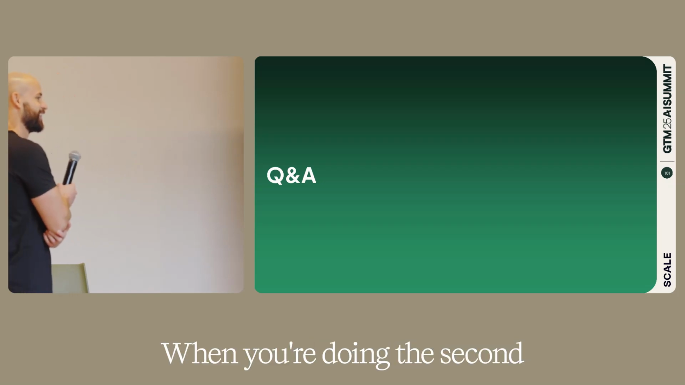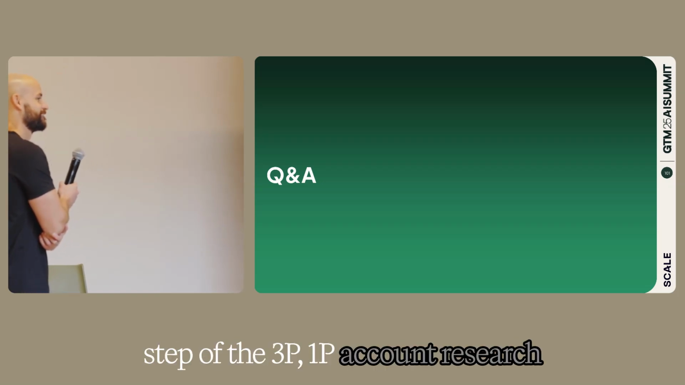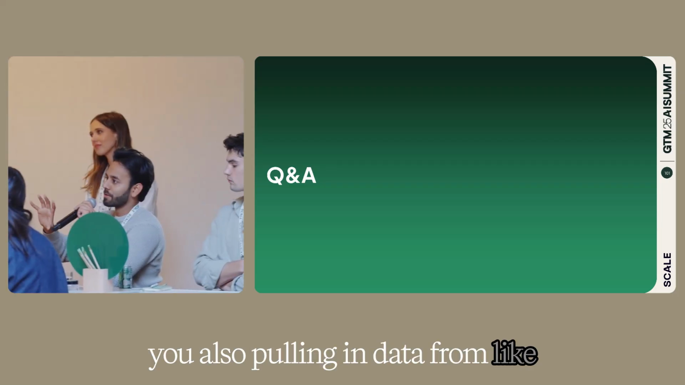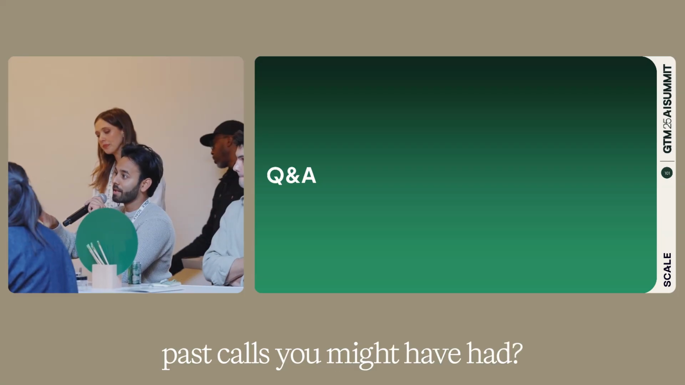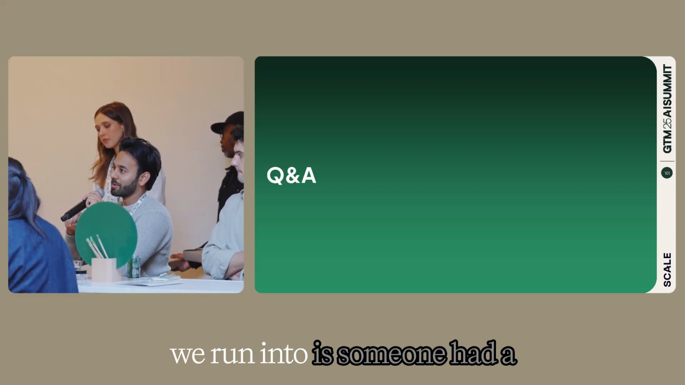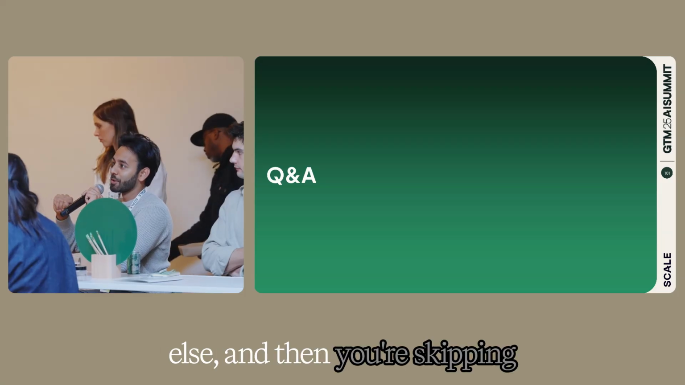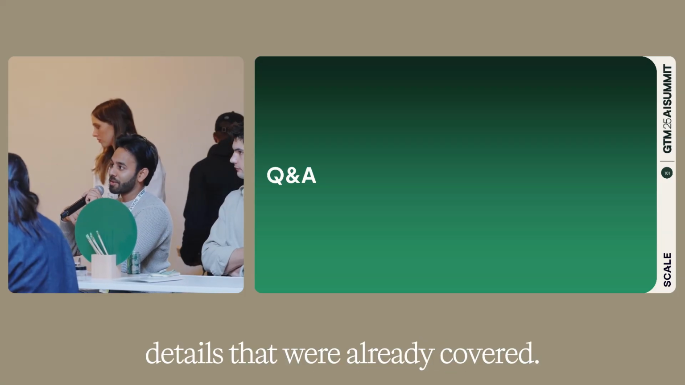When you're doing the second step of the 3P, 1P account research for the first party research, are you also pulling in data from past calls you might have had? Because I think one of the challenges we run into is someone had a call, that data is stored somewhere else, and then you're skipping details that were already covered.